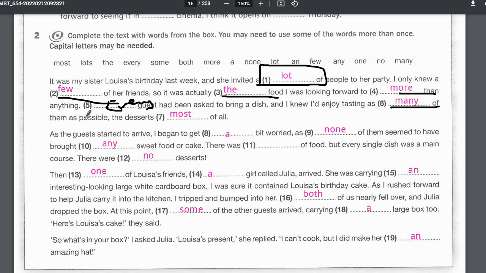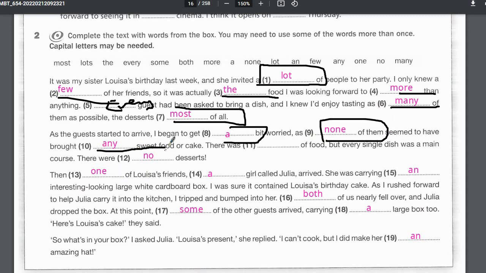As many as possible, it is countable, so as many dishes. Okay. Most of all, this is the meaning of the words. Every goes together. None of them, so 0. Okay. This is, I don't have any, so any in the negative. I don't have. Well, no one of them. None of them is negative, so any sweet.